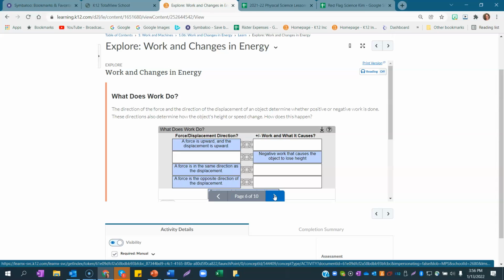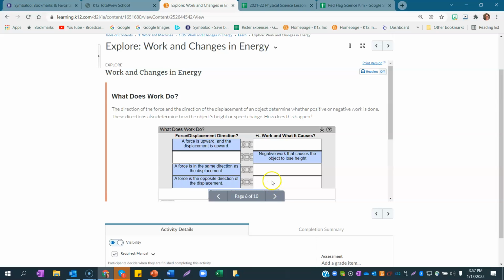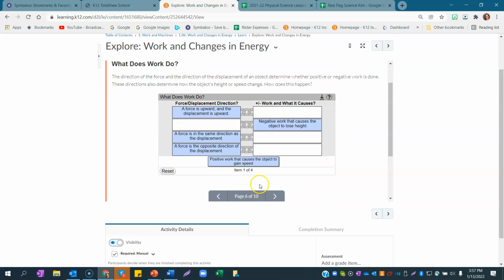on the slide. The direction of the force and the direction of displacement of an object determine whether positive or negative work is done. These directions also determine how the object's height or speed change. So how does this happen? If you're able to go through the examples here, you can move these things. This is talking about positive or negative work and what it causes. For force, displacement, or direction, you're just putting the boxes where they go.